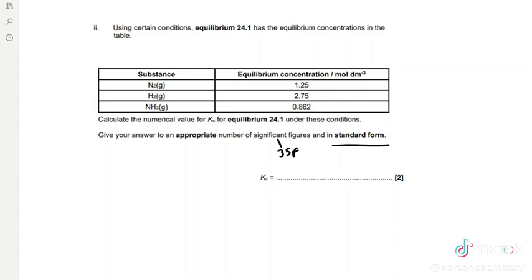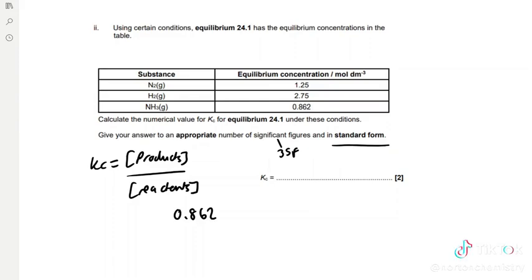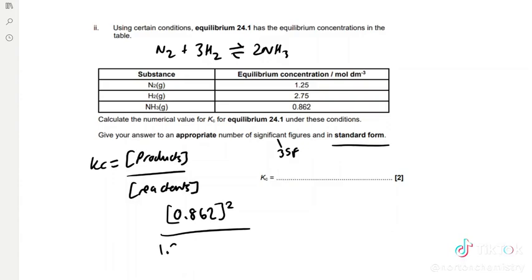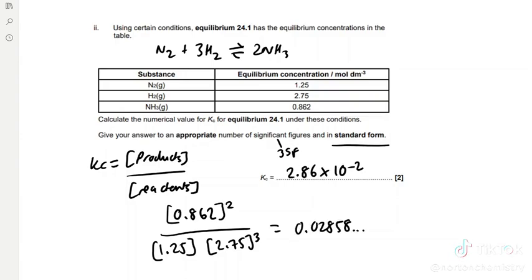So remembering that the formula for the Kc is the concentration of the products divided by the concentration of the reactants. So our product is ammonia, so that's going to be 0.862 mole per dm cubed. Not forgetting that we need to square it, because in the equation, remember, we have 2 moles of ammonia, and then we need to divide it by concentration of nitrogen, which is 1.25 mole per dm cubed, and that's just the power of 1, and then we have hydrogen, which is going to be 2.75 to the power of 3, and then if you put that into the calculator, you get 0.02858, and then you convert to 3 significant figures and standard form, so that's 2.86 times 10 to the minus 2.